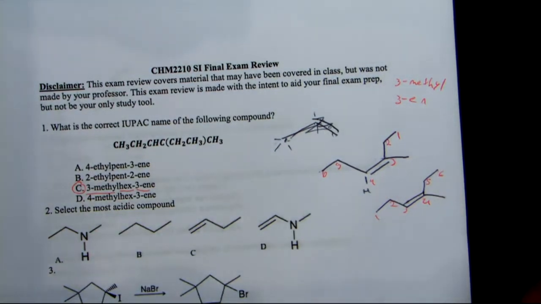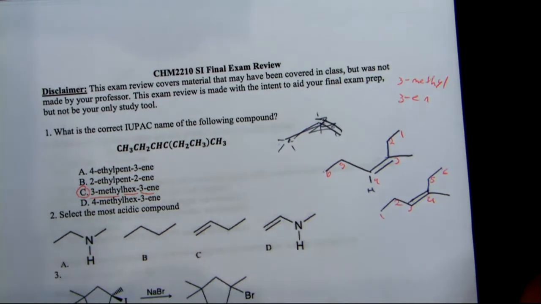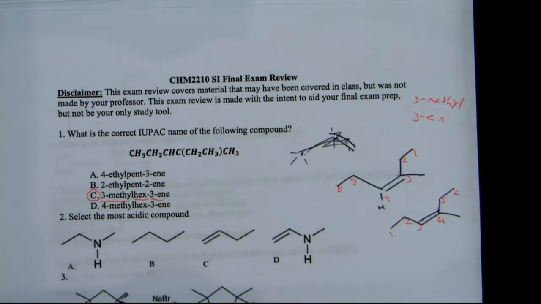All right, so then number 2, select the most acidic compound. I'll give you guys about one minute to start working on that. I'll give you a hint real quick. You need to look at the atoms. You have to look at resonance structures, conjugate base, stuff like that, to figure it out.